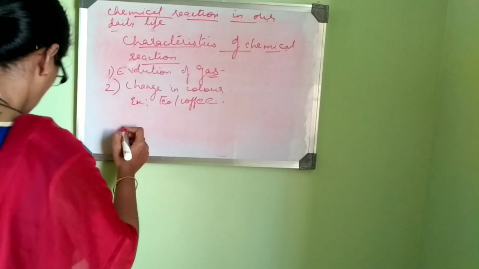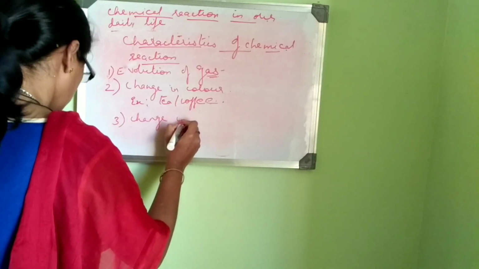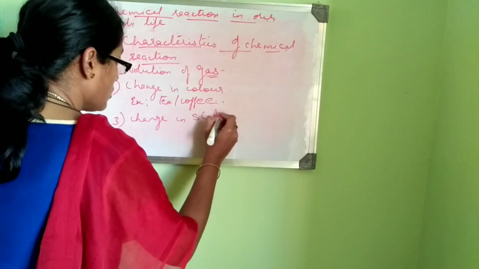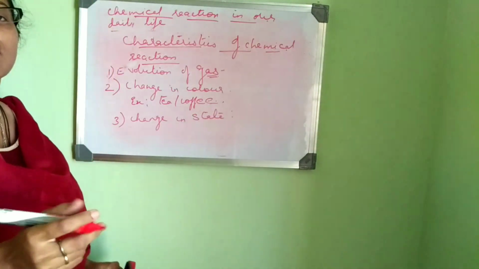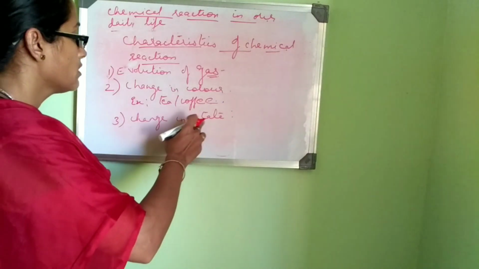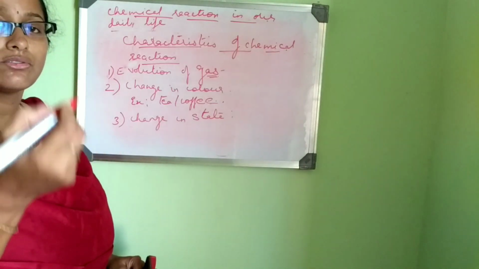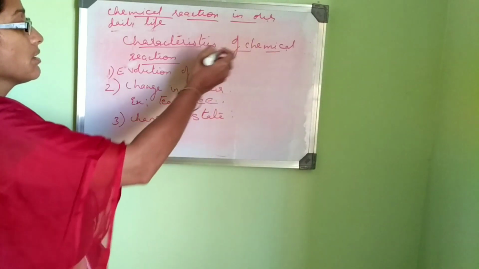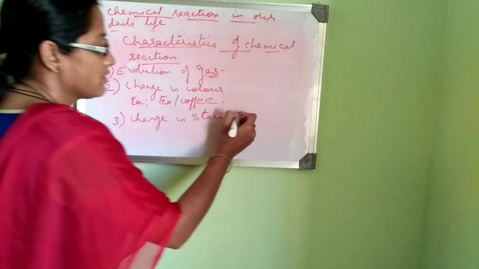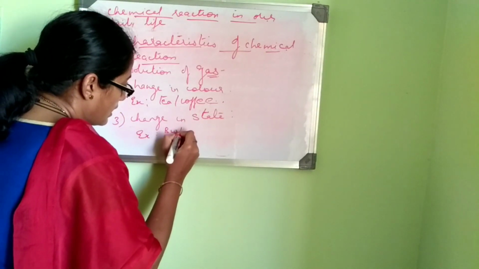Next is change in state. What do we mean by change in state? We know there are three different states: solid, liquid, and gas. If you see a change in state from solid to liquid, or liquid to gas, or solid to gas, you can see that a chemical reaction is going on. For example, burning of a candle.